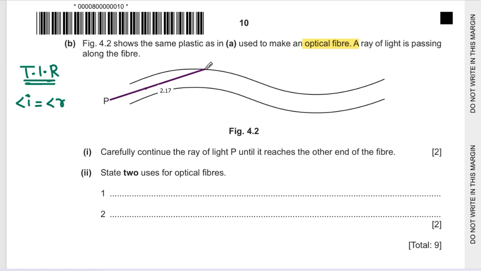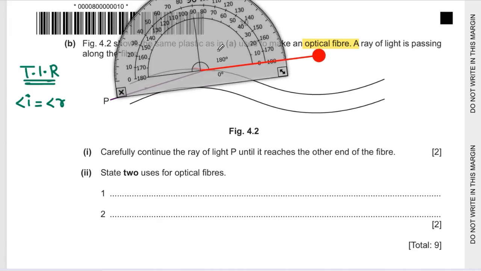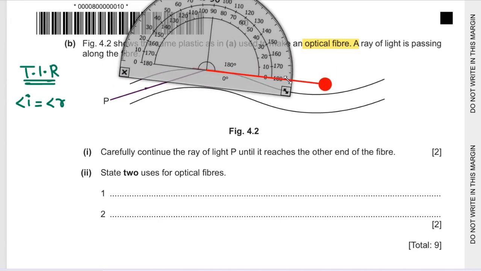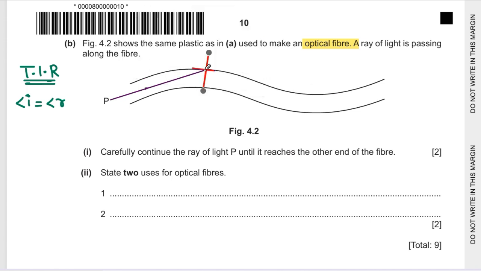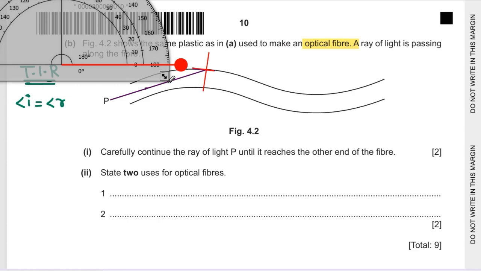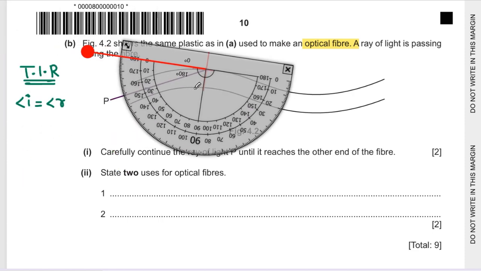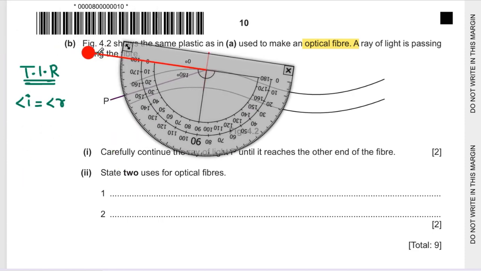I will continue the ray until it reaches the corner of the optical fiber. I'll draw a plane over here. After drawing the plane, I'll draw a normal which is 90 degrees to the plane. After drawing the normal, which is like this, I will measure the angle of the incident ray with my normal, and this ray is making approximately 64 degrees with my normal. So I'll make a reflected ray at 64 degrees as well.